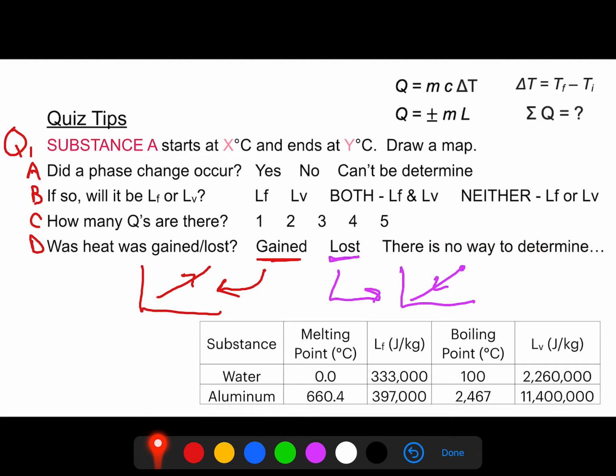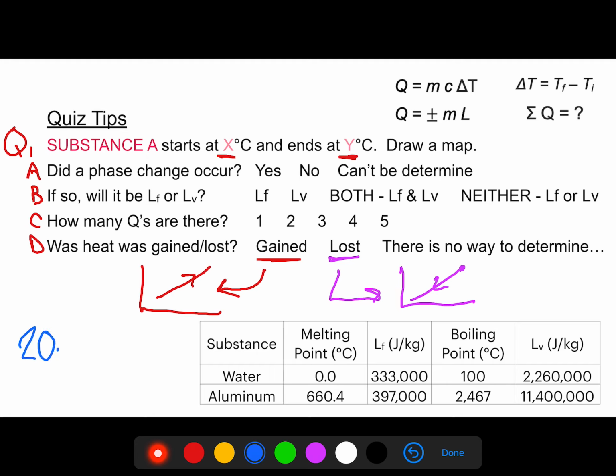So there's a total of 5 questions, and substance A would simply be: is it water, or aluminum, or lead, or nitrogen? Once they tell you what the substance is, you're going to look at that row and that row only. So for example, if they said aluminum, we'd only look at that row. And then this is your starting temperature, and that's your final temperature.